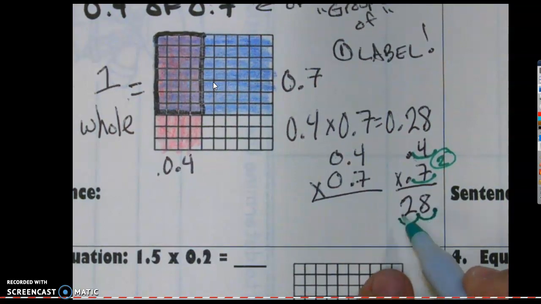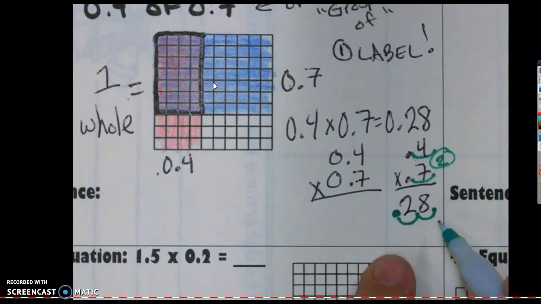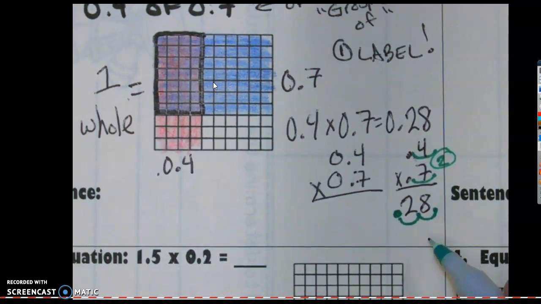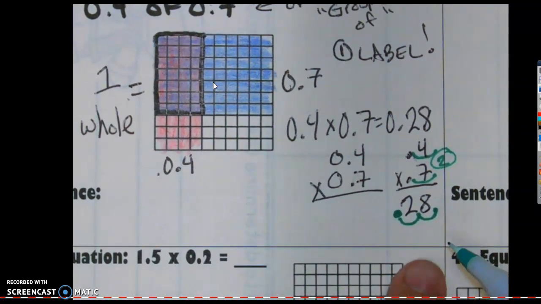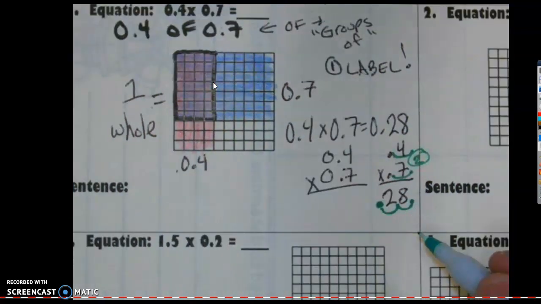1, 2. Make sure you show this step here, so that way when you're looking back at it a week from now, you can remember how to do it. And so I get 28 hundredths. 28 hundredths. Okay? And so let's write a sentence with it.